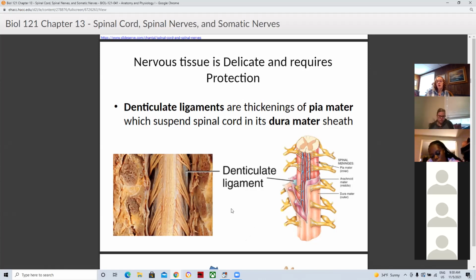Denticulate ligaments are thickenings of the pia mater, which suspend the spinal cord in the dura mater sheath. So these are little thickenings of the pia mater that are going to hold the spinal cord to the dura mater sheath. Very delicate little ligaments that are part of the pia mater that are holding on to the dura mater sheath.